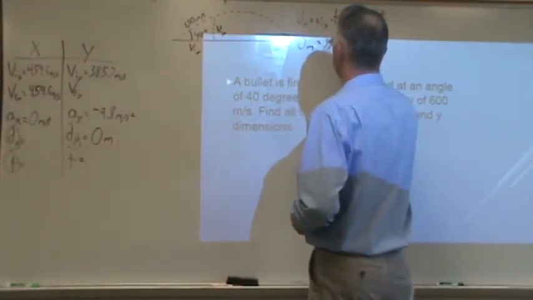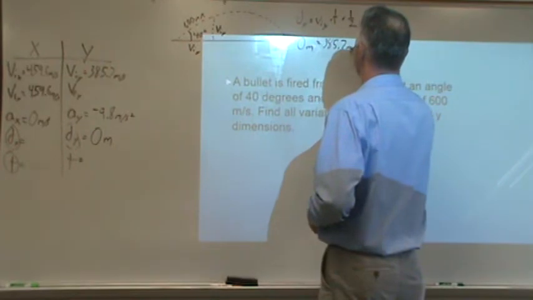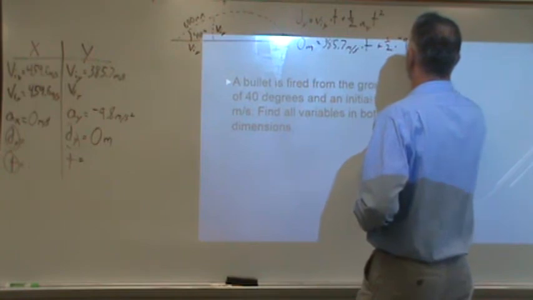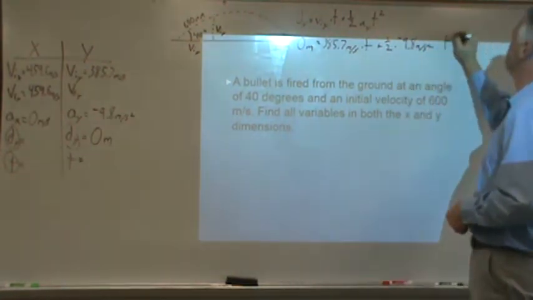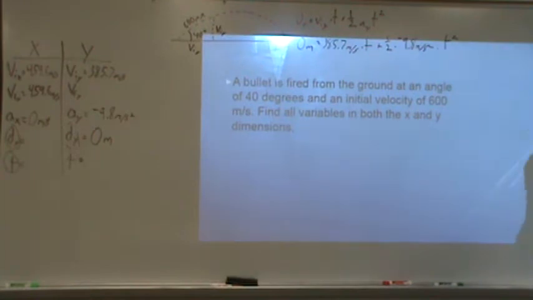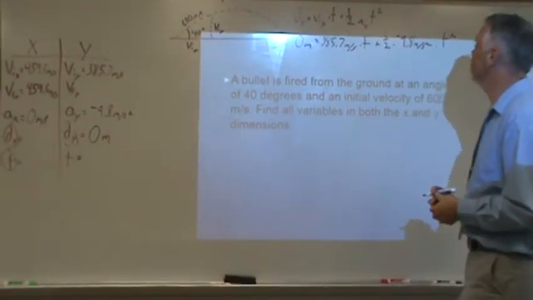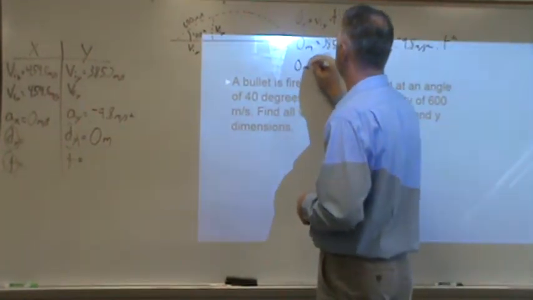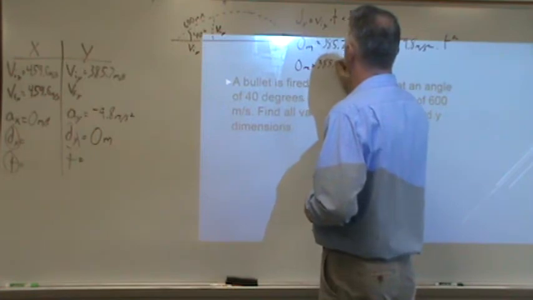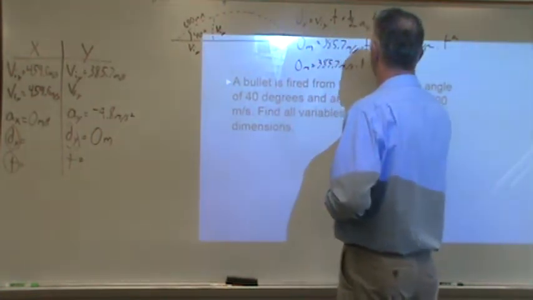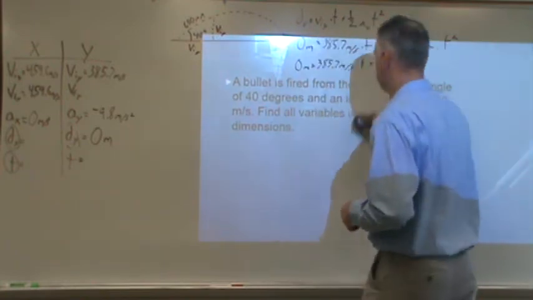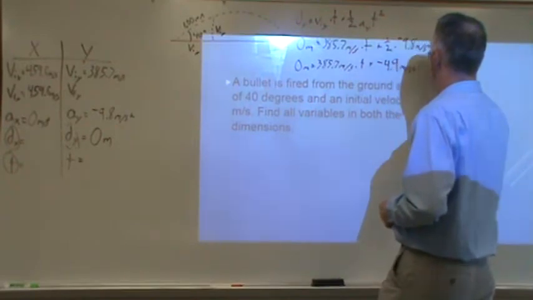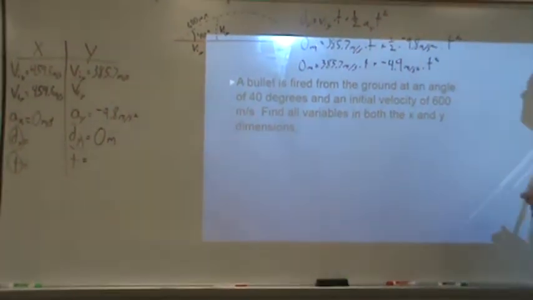VIY is 385.7 meters per second multiplied by my time plus 1/2 times negative 9.8 meters per second squared times time squared. Okay, we're getting there. 1/2 times negative 9.8 meters per second squared is negative 4.9 meters per second squared, so 0 meters equals 385.7 meters per second times t plus negative 4.9 meters per second squared times t squared.